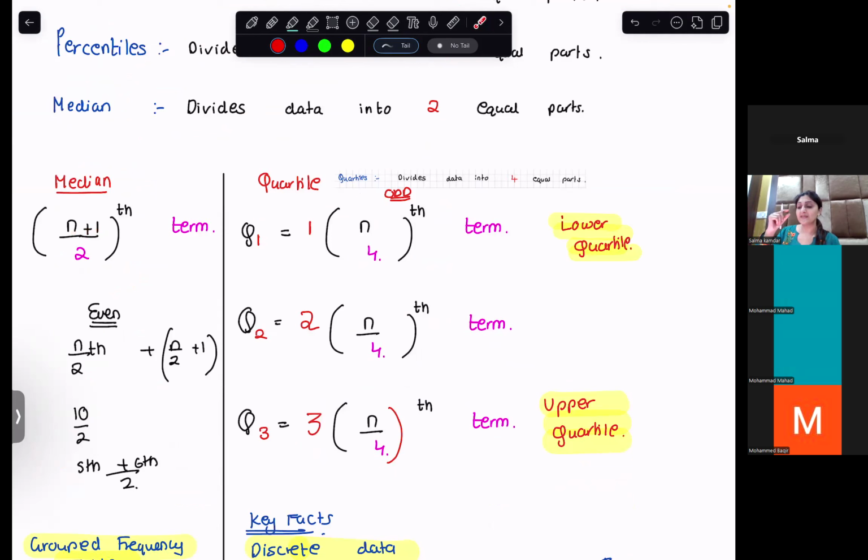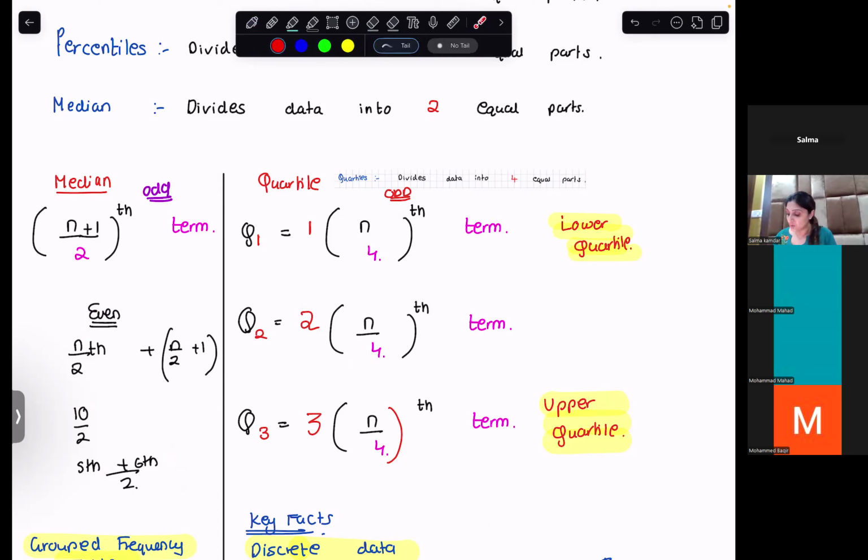If I'm calculating the median, I would do n plus 1 divided by 2. Whatever that term is, that would be my median. This is only true for the odd values. If you have an even number, you take the n by 2 value and the next value after that. That means if my n is 10, the data is even, so I will take 10 by 2, that is the fifth observation and the sixth observation, divided by 2. If it is an odd number, then I do n plus 1, the whole divided by 2.